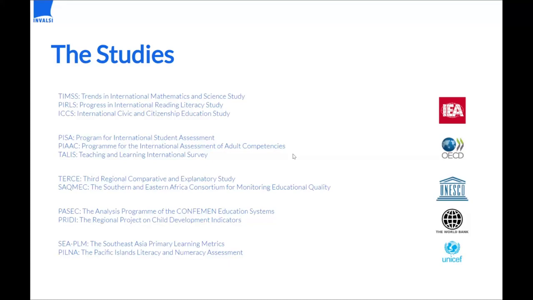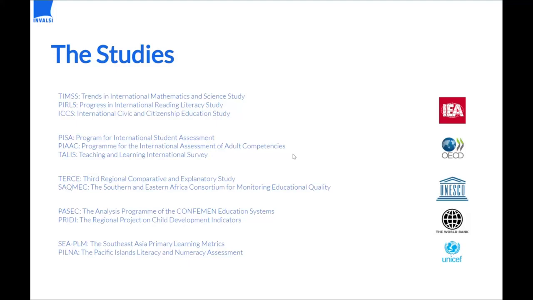Everything started back in the 60s with the IEA, the International Association for the Evaluation of Educational Achievement, and they were the pioneers in this area. It started as a collaboration of academics. They met in a conference, and they thought that it was a good idea to apply the same test to samples of students in different countries to be able to compare. From there to now, many things have happened.